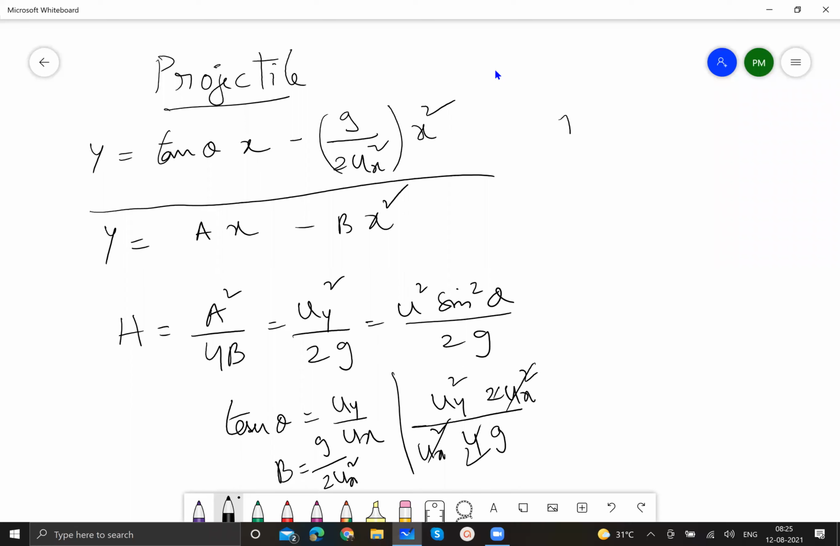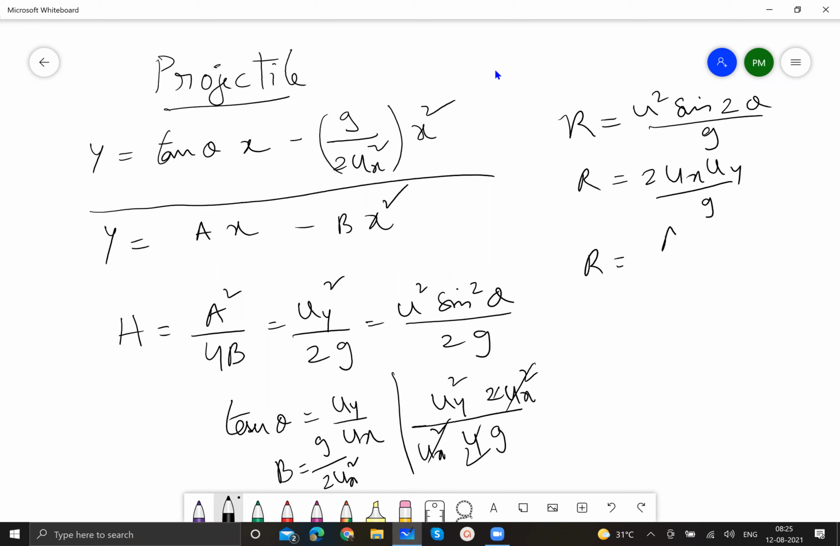Similarly, the range, the actual formula you have studied, is u square sine 2 theta by g. This is nothing but 2u_x u_y by g. So here you will get it as a by b. a is nothing but tan theta, which is u_y by u_x, and b is g by 2u_x square. So that's how we get a by b as the range.